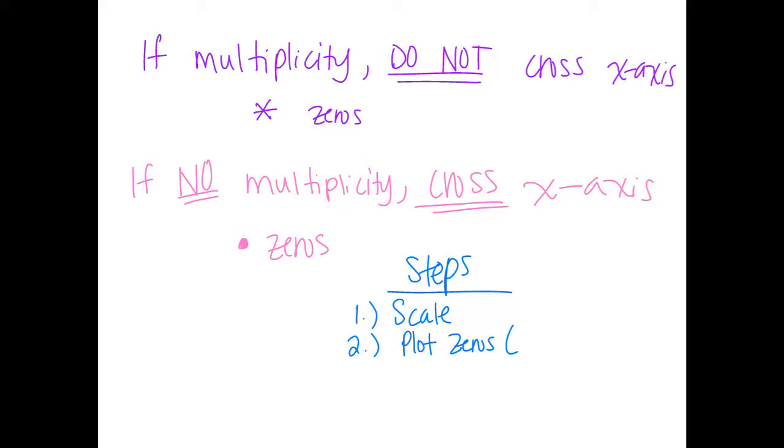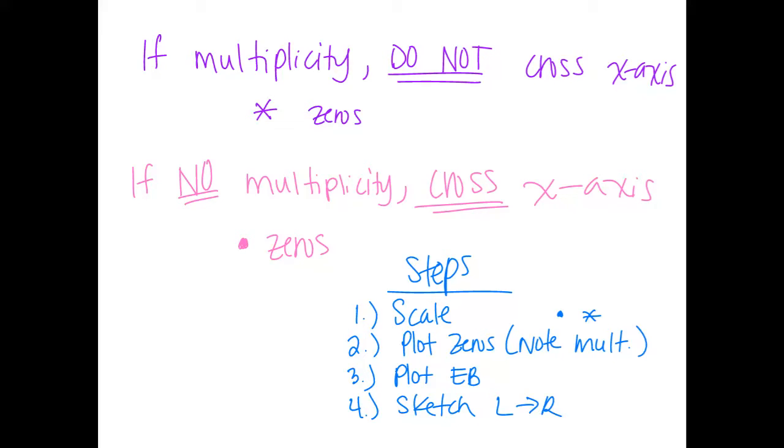And then figure out if there's multiplicity. So I'm going to put no multiplicity, meaning, do you have to put a dot versus an asterisk for your zeros? Step three is to plot your end behavior. I'm just going to put EB for end behavior. And then step number four is to then sketch from left to right.